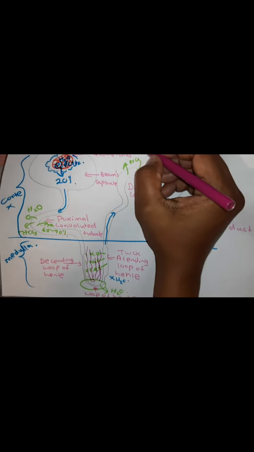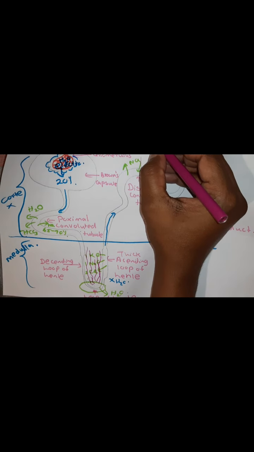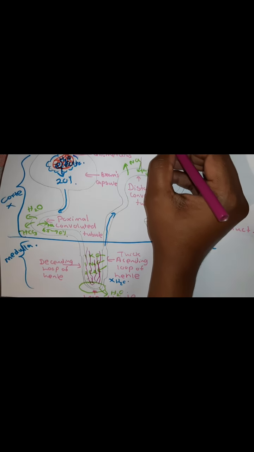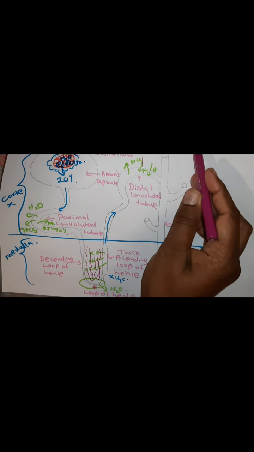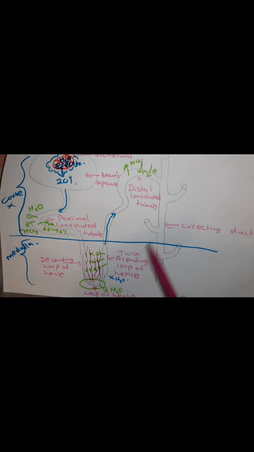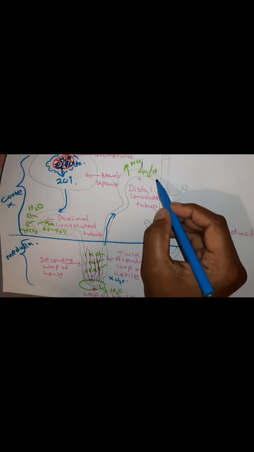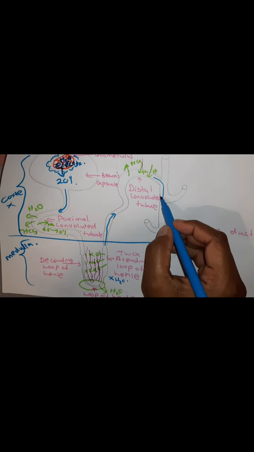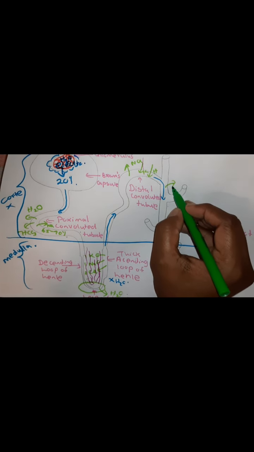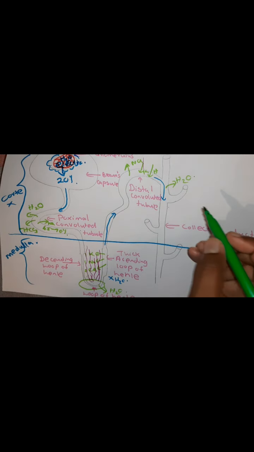This mechanism is regulated by aldosterone that's secreted by the adrenal cortex. In the end, urine will pass to the collecting tubules, where the water reabsorption will occur again.